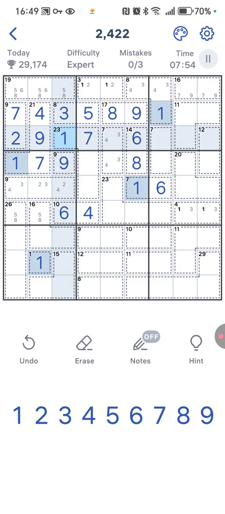Okay, now 23. 1 and 7 is 8. 23 minus 8 means this is 15. Can't be 7, so it's got to be 6 and 9. Except here, can't put 6 because there's 9. 6, 9. Okay, so what's left over?